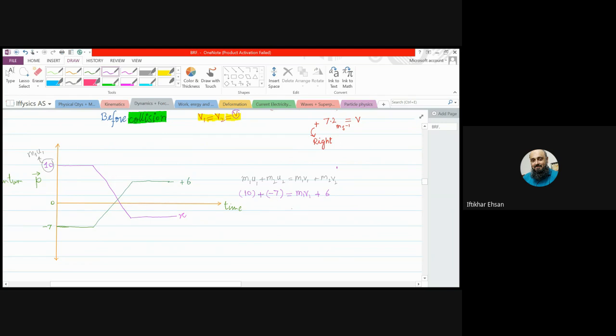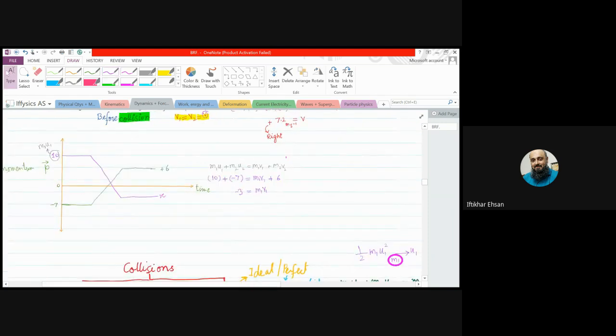Now you can solve, and the m1 v1 will be equal to -3. So the answer for this is -3. Right, beta ji? Done? Hassan, understand?